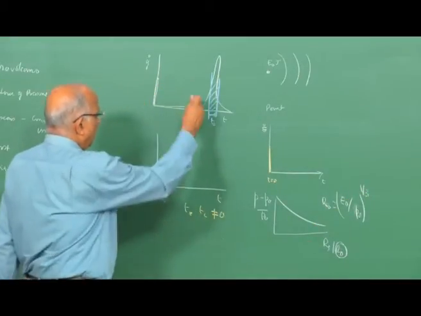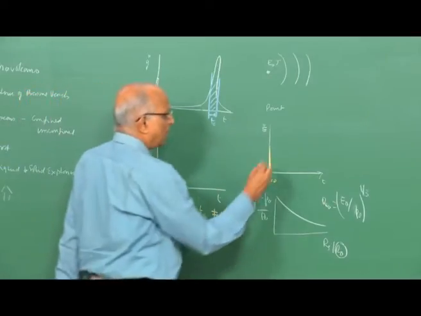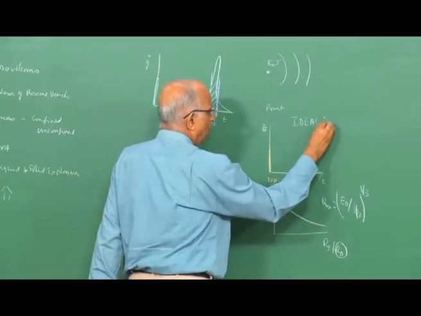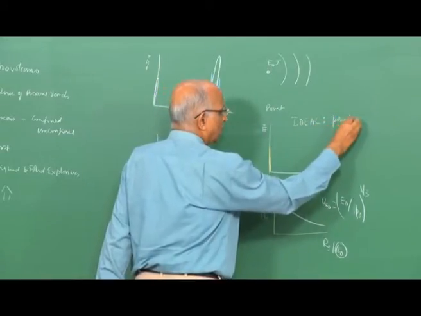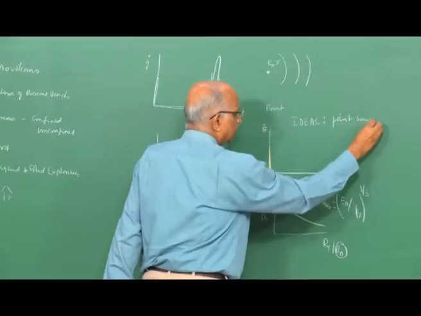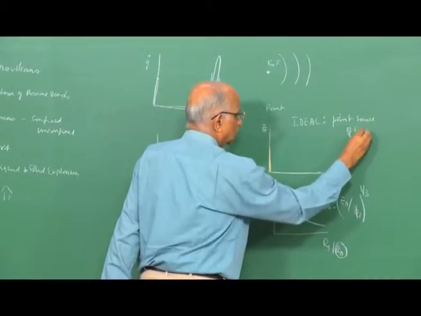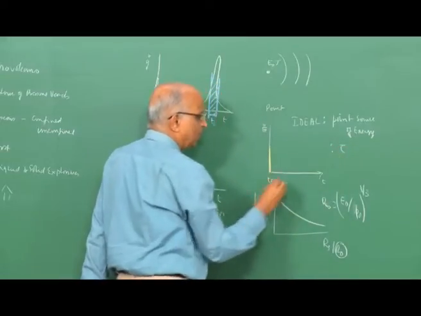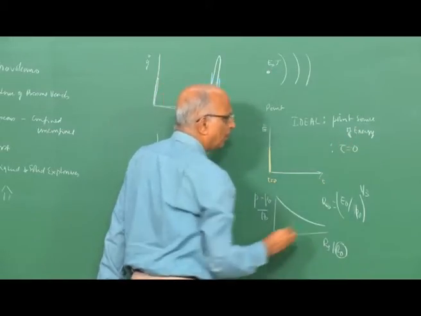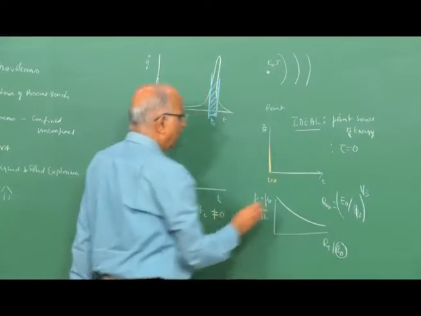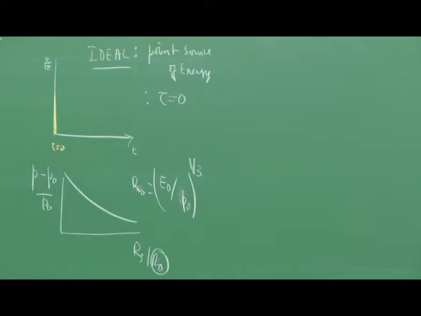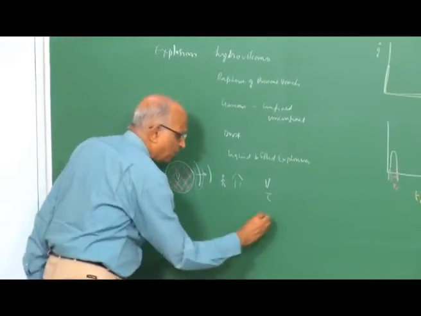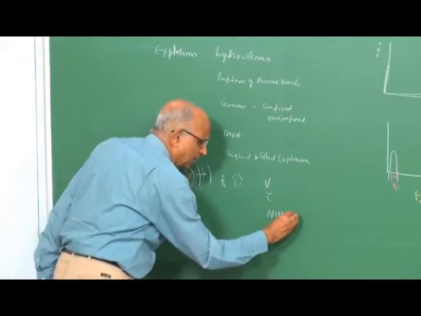Therefore, whatever we did for blast wave was for an ideal case. And what was this ideal case? The ideal case was, first, a point source of energy, and second, the duration of energy release equal to 0. This is the ideal case, whereas all the explosions which we studied have a given volume, they have a finite time, and therefore they are terribly non-ideal.